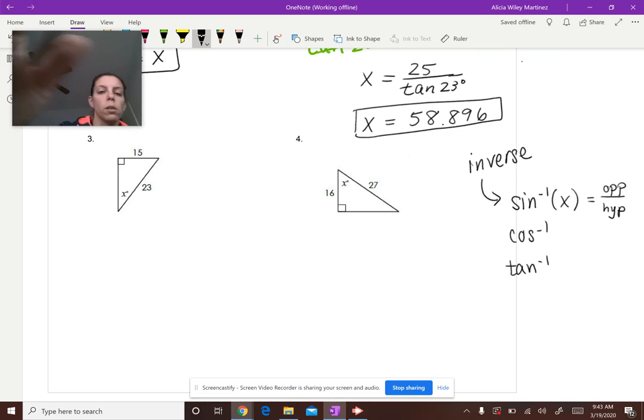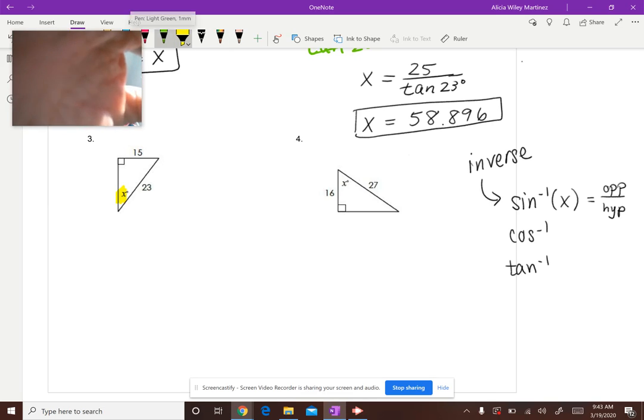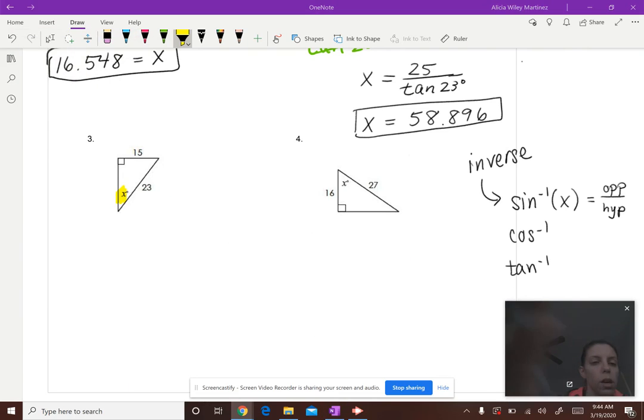All right, so let's look at number 3. This is our angle right here. That's the angle we're trying to find. On this problem we are trying to find the measurement of angle x, so I know I'm going to use inverse. Now let's look at what sides are given to us. The sides that are given to us, in relation to the angle, are the opposite and the hypotenuse.